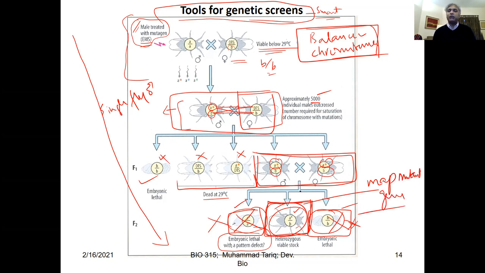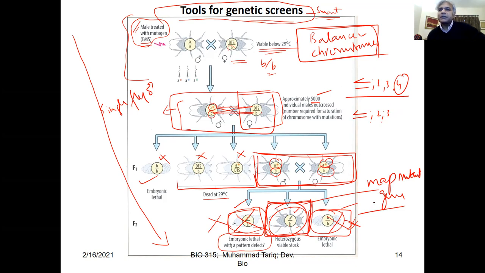Map means you don't know on four chromosomes, so on chromosome X, then chromosome 2, 3, 4. Normally in flies, we write only X, Y, 2, and 3. We don't write the fourth chromosome on the page. Okay. Semicolon means independent chromosomes.